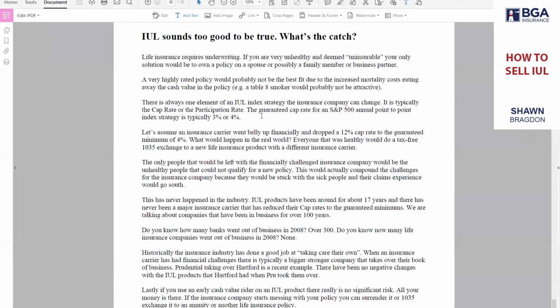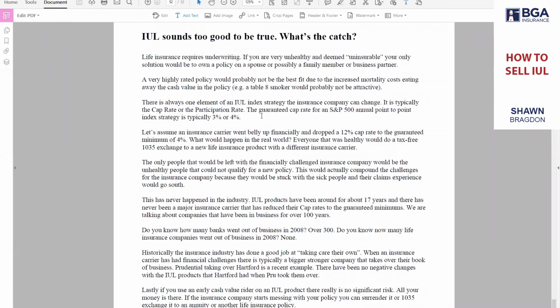These index UL products have been around for about 17 years. Throughout that time frame, there has not been a single insurance company that I'm aware of that has reduced their cap rates or participation rates to the guaranteed floors. And think about it. If an insurance company had some financial challenges and they were thinking about doing this to their policyholders, what would happen in the real world?